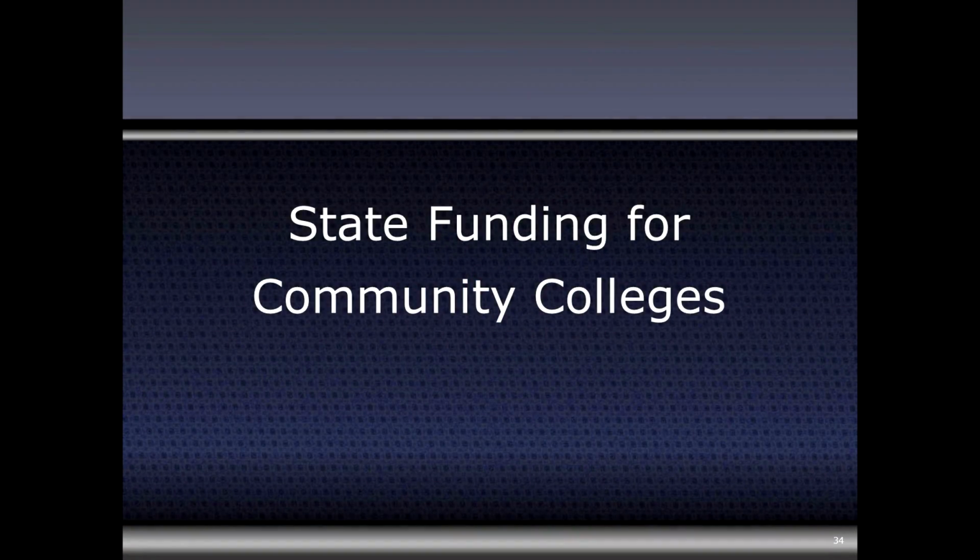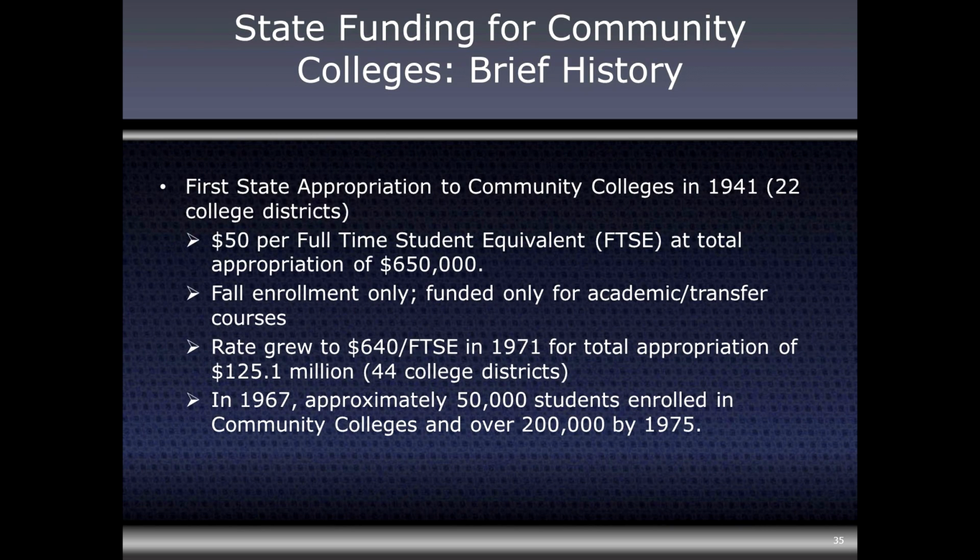State funding for community college. This is just kind of a brief overview. Since some of you are new members, I think this might be helpful. I think I lived through a lot of this, actually. State funding for community colleges began in 1941, and there were 22 college districts. And then it caught on. Community colleges began to catch on, and so more and more were created.